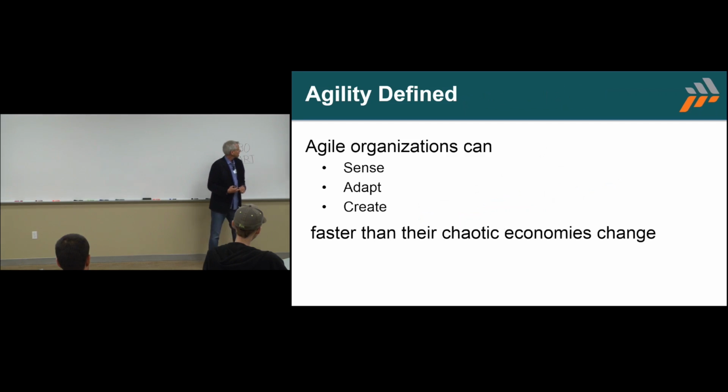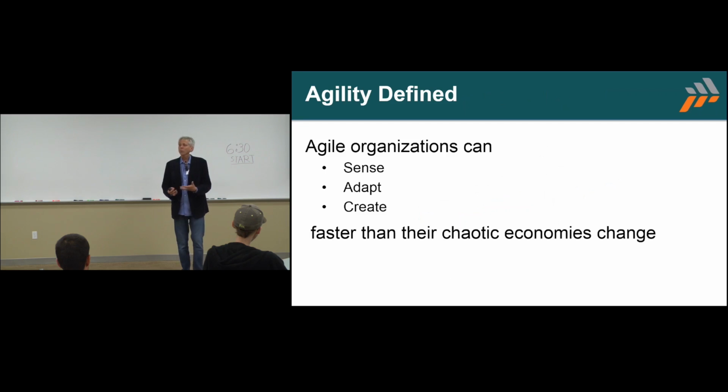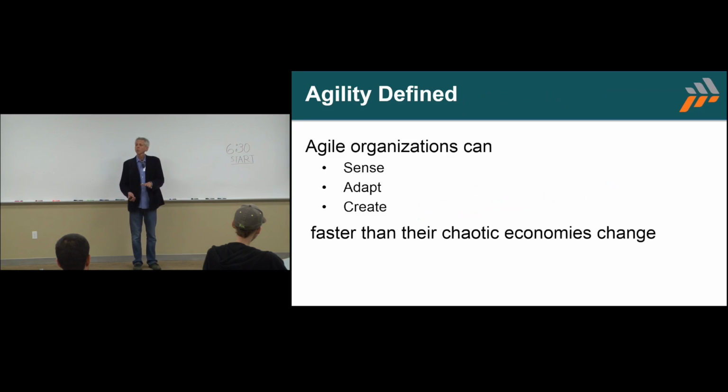So agility, the way I define agility, is this: an Agile organization or an Agile person can sense, adapt, and change rapidly enough to keep up with the chaos in their economy. So you and I operate in an economy. We all go to work. If we're programmers, our economy is based on how rapidly we produce code, how well we work with our teammates, the things that we produce.